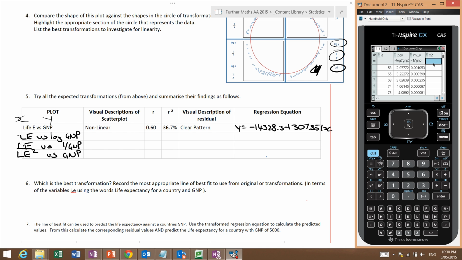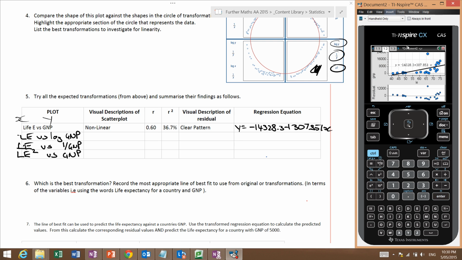So that was life expectancy. So we're going to go equals, and then we're going to go variable life expectancy, and then we're going to square it and go enter. All right. So you can see that we're squaring those numbers. All right. So what's the next thing we need to do?